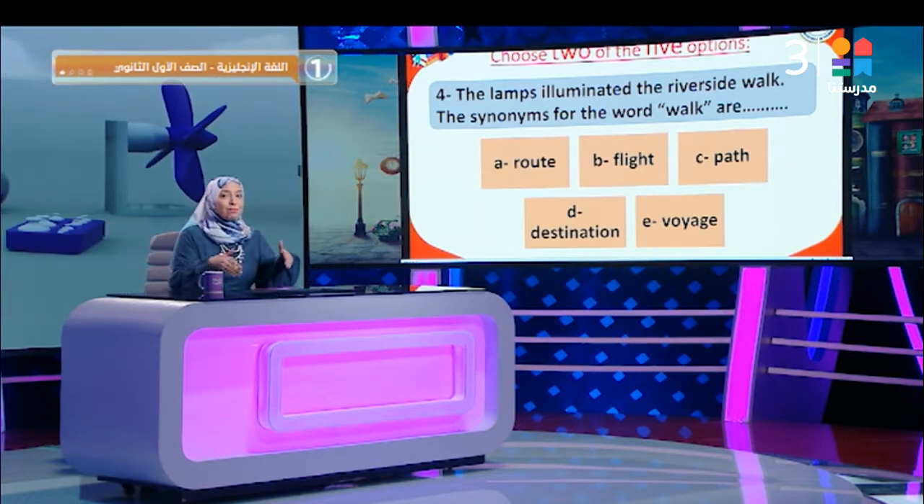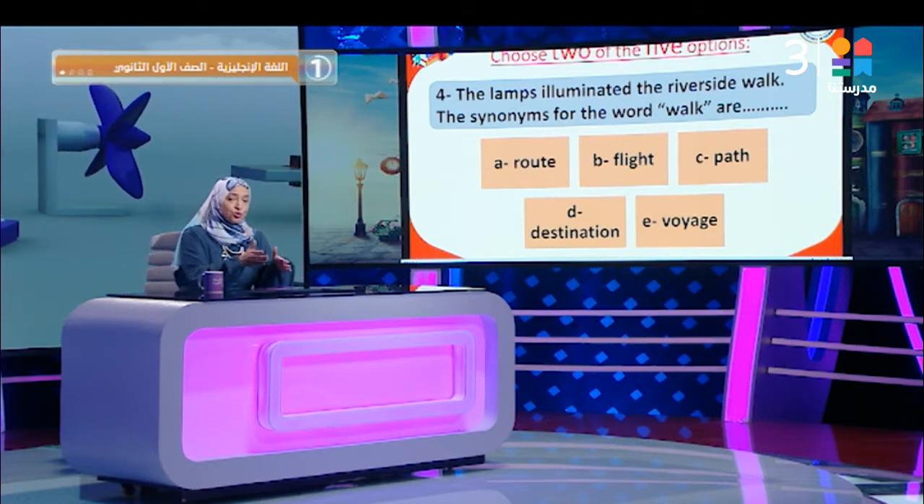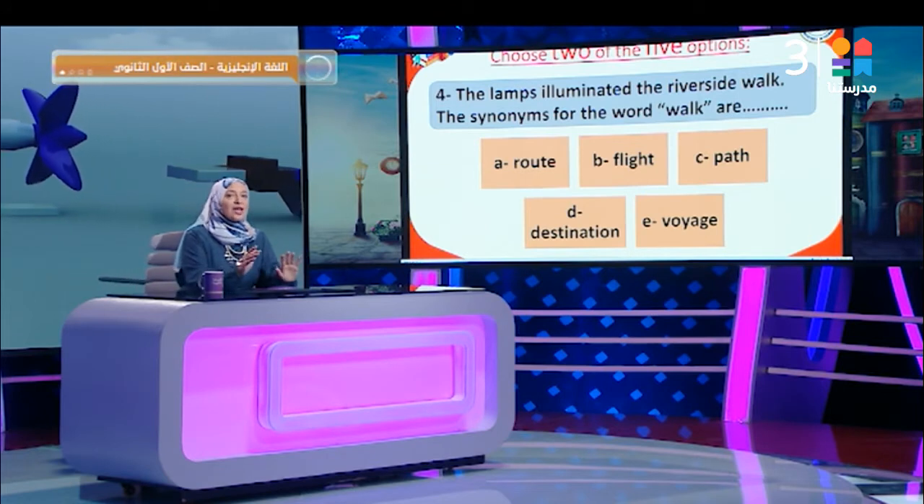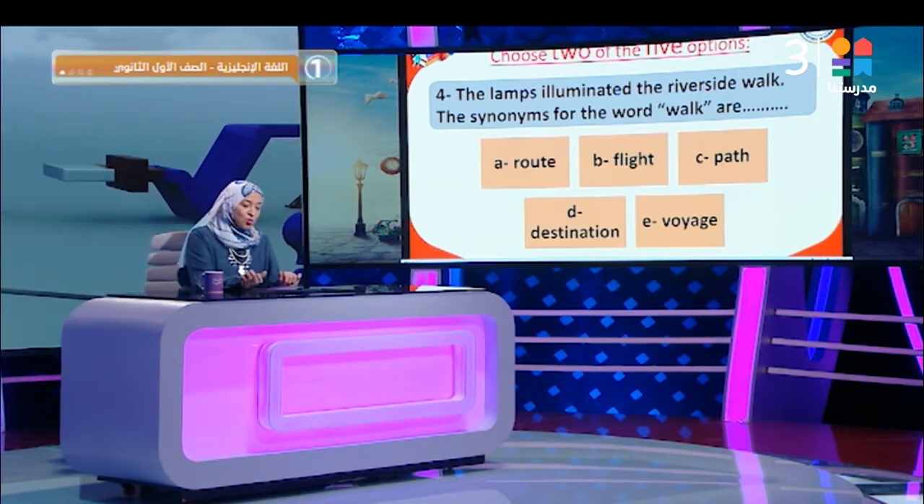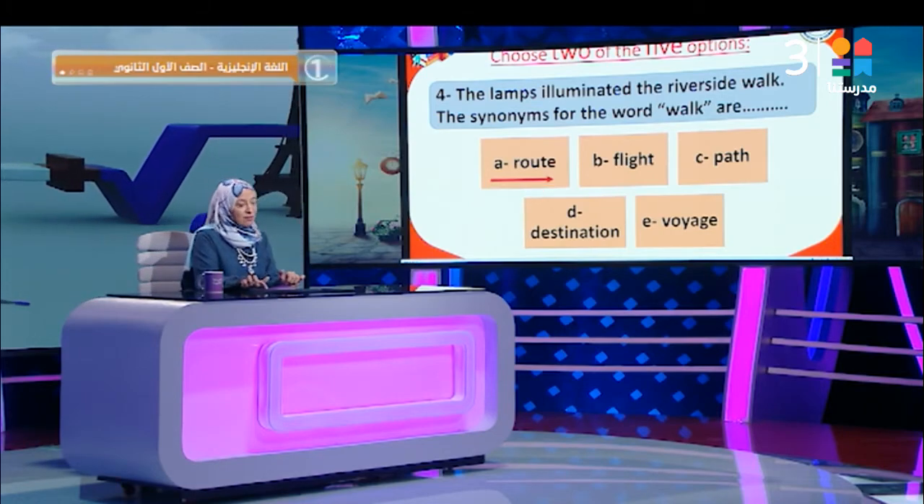So the walk is a place on which we go on foot. The walk is a route or a path. Okay? So we have route or path.